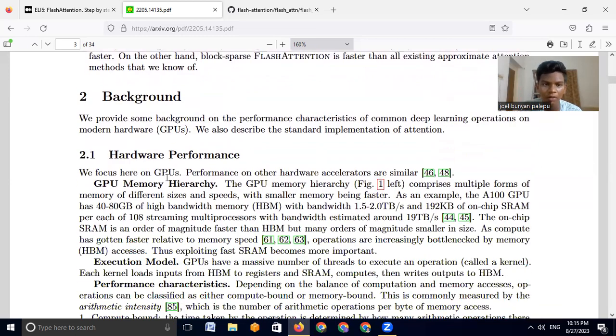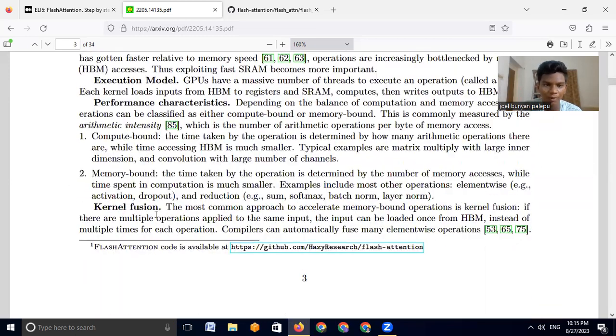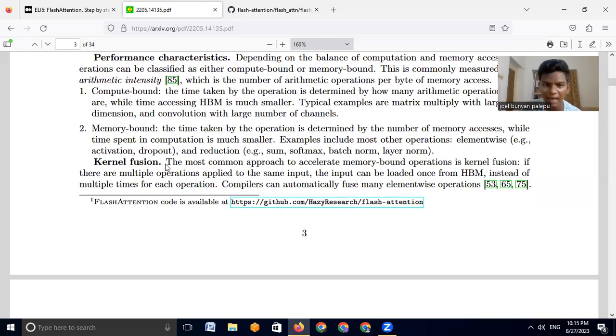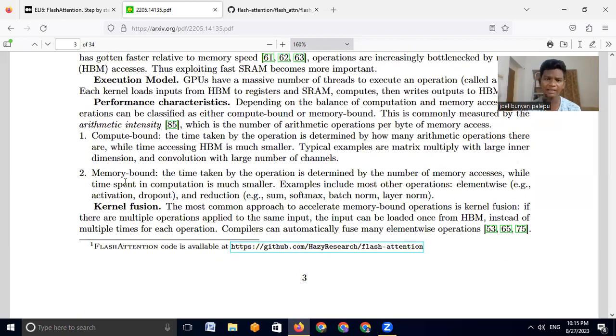Okay. So this is the hardware performance. I think they have something called kernel fusion, right? I think it is a method they have used. So we'll just read through what that is. The time taken by the operation is determined by how many arithmetic operations there are, while time accessing HBM is smaller. Okay, we'll just leave that. We have already covered that. So the time taken by the operation is determined by the number of memory accesses, while time spent in computation is much smaller. Okay, memory bound.